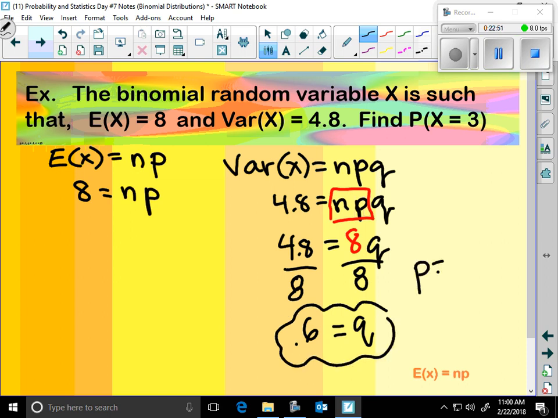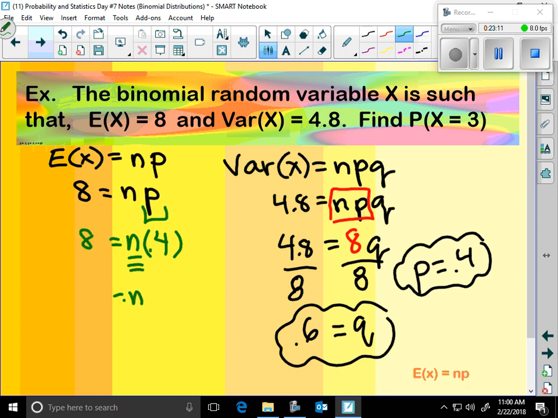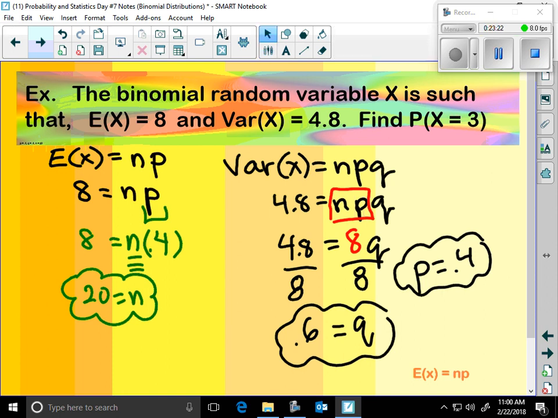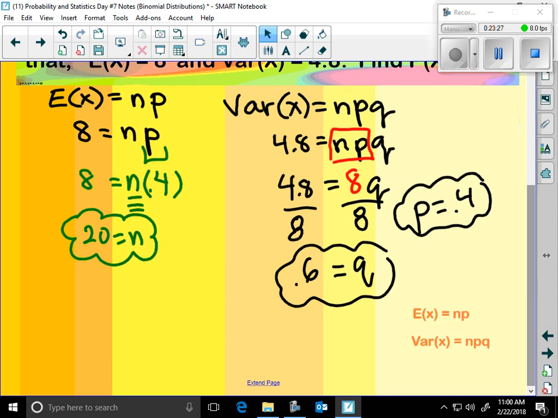So I know Q is 0.6. What would P equal? 0.4. They have to add to 1. What does N equal? Well, I can figure that out. I know P equals 0.4. I don't know N, but I do know 0.4 of the number of trials equals 8. If I think 40% of what is 8, that's 20. So I know the number of trials. I know the probability of success. I could use my long formula using combination, or I could just be smart about it and use my calculator.